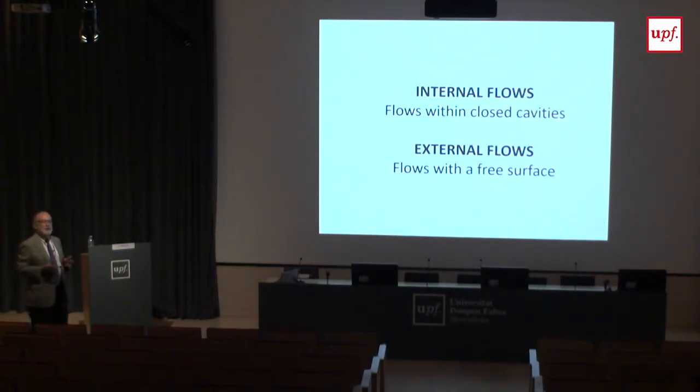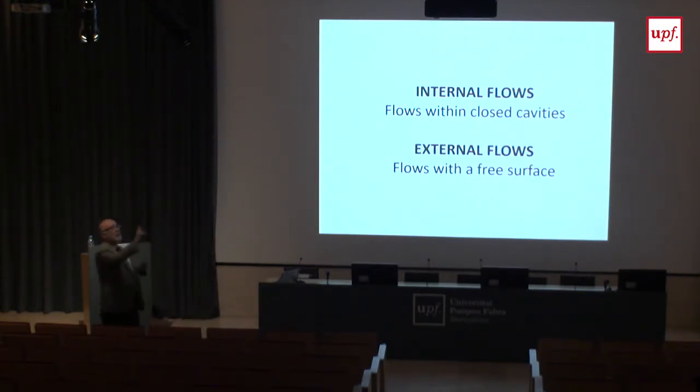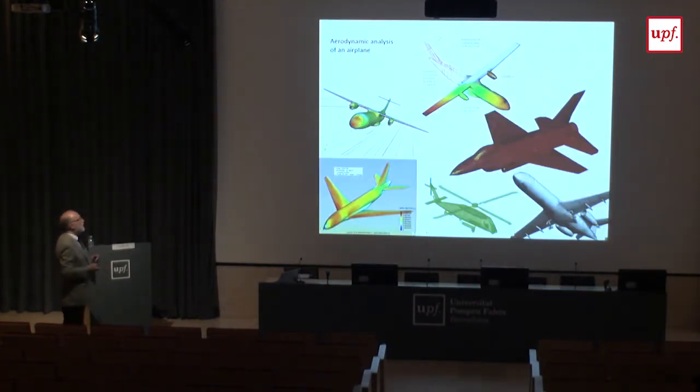So here I would like to tell you that we have methods that deal with flows within cavities. This will be blood flow. This is what we call internal flows, or flow within this room, and flows with the free surface. There is a big difference between each of these methods, and we could talk about Eulerian and Lagrangian methods. They are more appropriate for one or the other application.